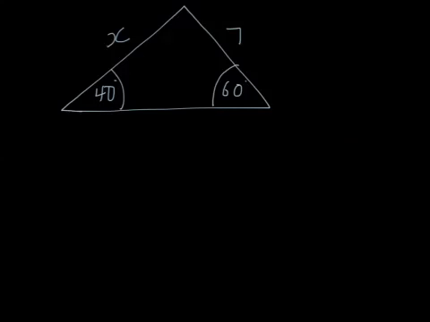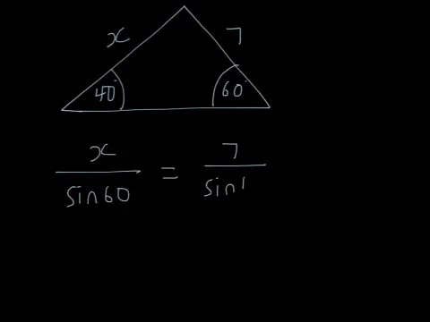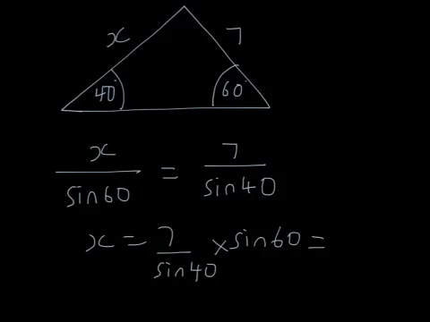Here's an example. The rule states that the side over the sine of the opposite angle equals another side over the sine of its opposite angle. So notice that the 7 and the 40 are opposite each other. The x and the 60 are opposite each other. So because of that we can say that x is 7 over sine 40 multiplied by sine 60. And that works out to be 9.43 to 3 significant figures.